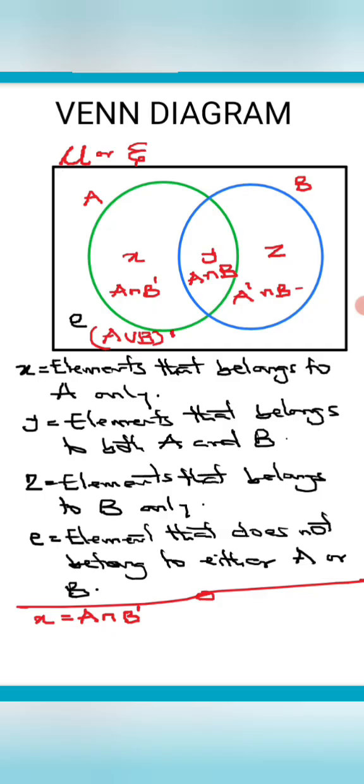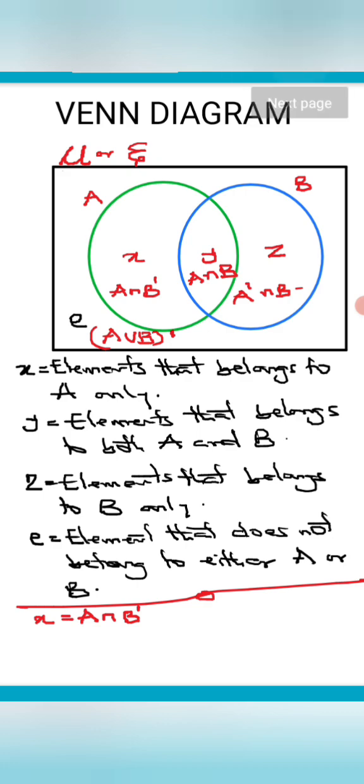Anything that remains is A union B complement, because those elements are the elements that are not present inside A union B but are present inside the universal set. So I hope that is clear.